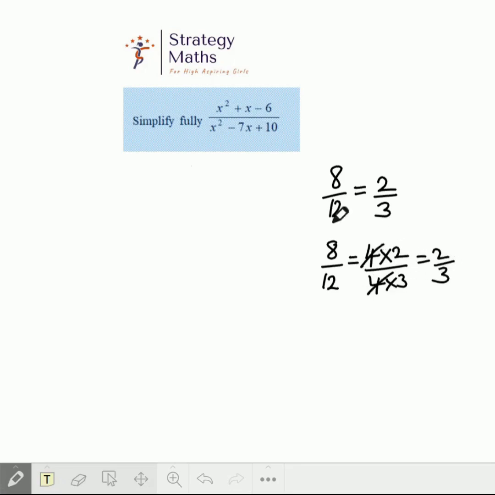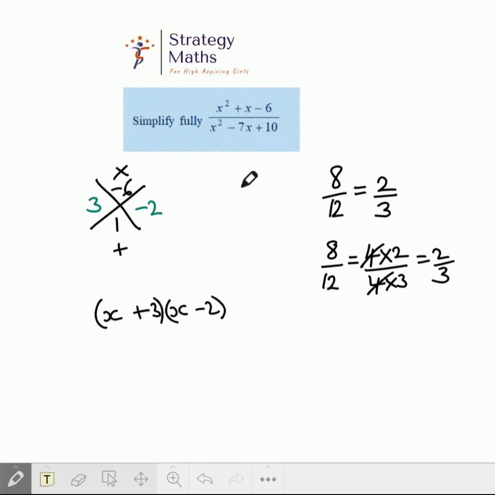Now this factored form is the approach that we're going to take to simplify our algebraic fractions. We're going to factorise the numerator and the denominator and look to see if we've got any common factors on the top and the bottom which will cancel each other out. So let's begin to factorise our numerator, x squared plus x minus 6. We need to think of two numbers that multiply to make minus 6 and also have a sum of 1, because I've got 1x. Those two numbers are 3 and minus 2. So the numerator factorised is x plus 3 multiplied by x minus 2.